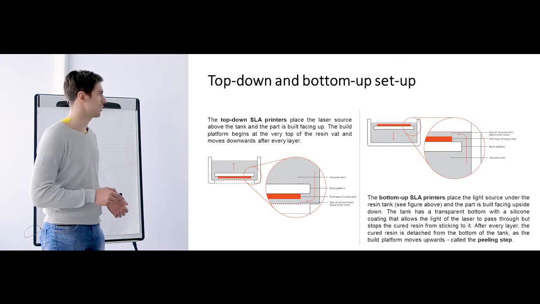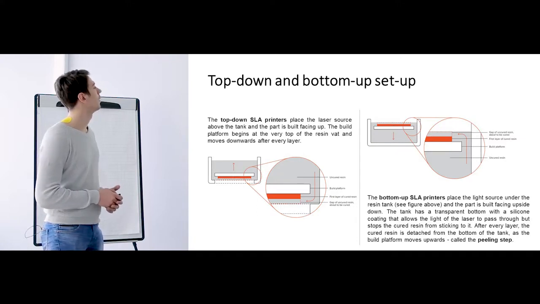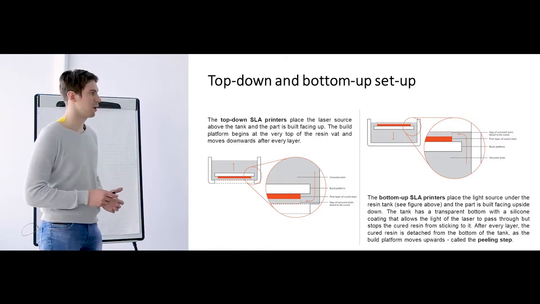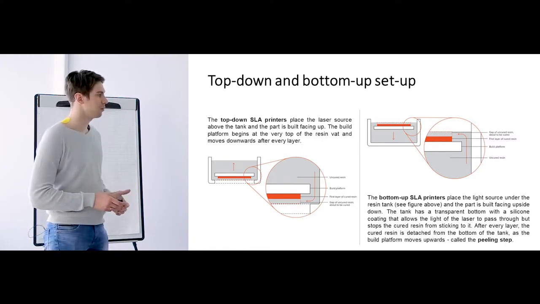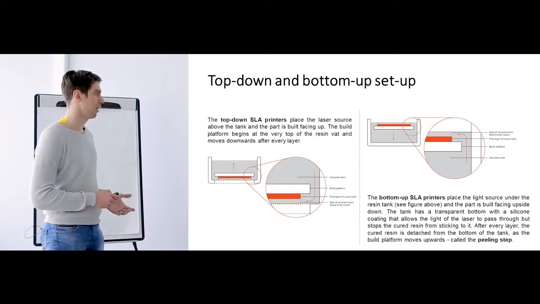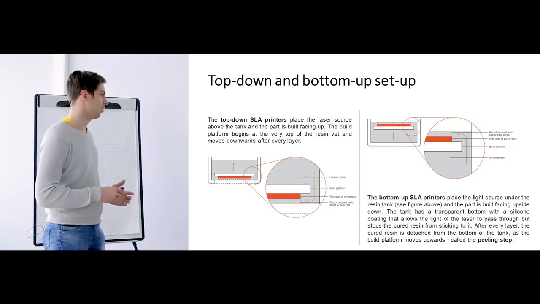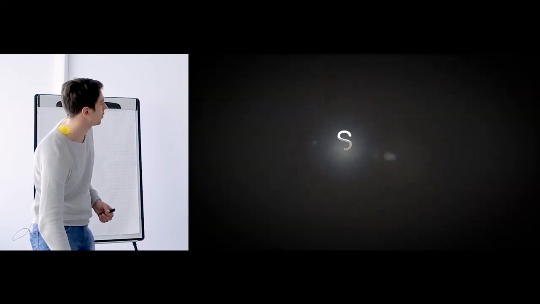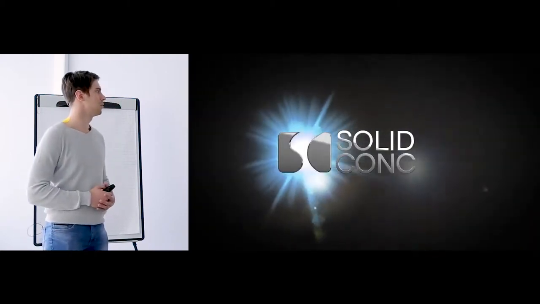So sorry, but this text is going for this picture. And the bottom-up SLA printers place the light source under the resin tank, and the part is built facing upside down. So the tank has a transparent bottom with a silicone coating that allows the light of the laser to pass through the window and stops the curing resin from sticking to the window. So let's also take a look at the video on how these processes take place. Let's start with top-down.